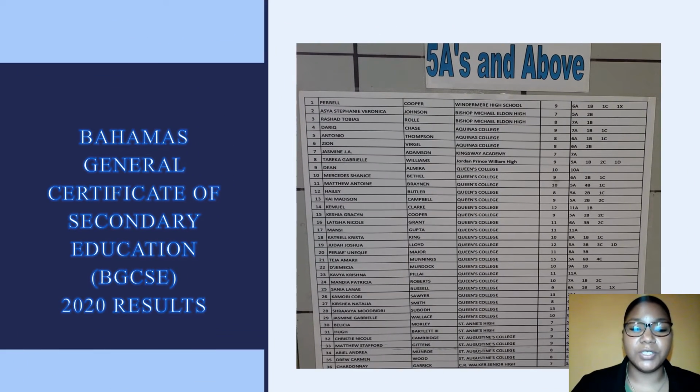This is the Bahamas General Certificate of Secondary Education results, and these are the top achievers as well. If we take a look, we would see the same pattern here, where private schools account for most, if not all, of the high scores within the examinations.